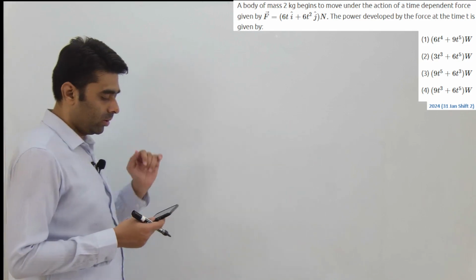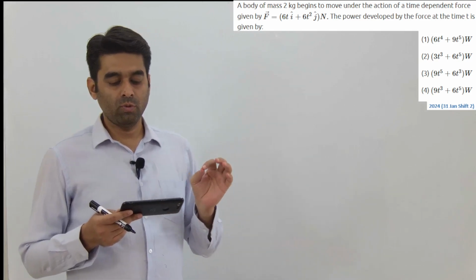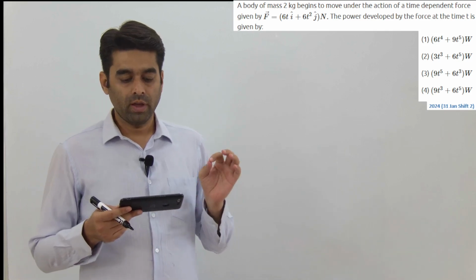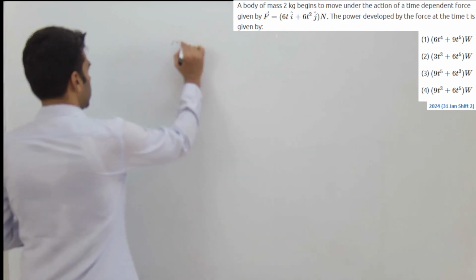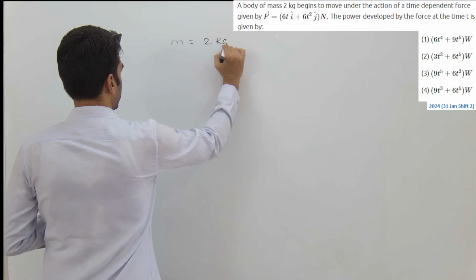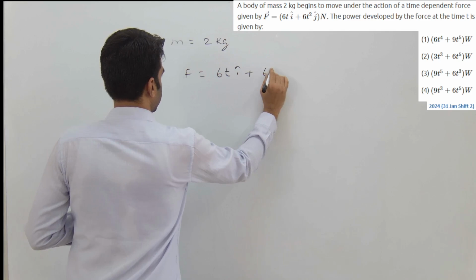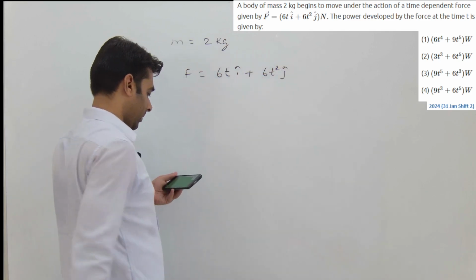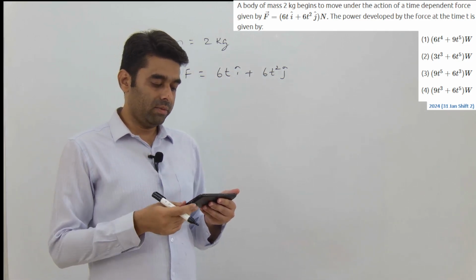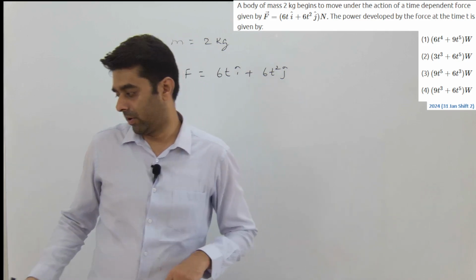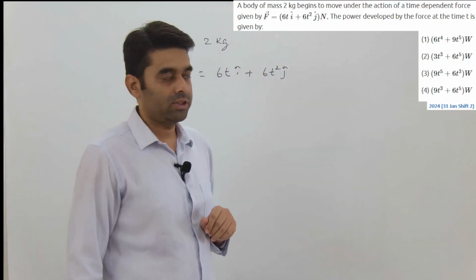Okay. The question we have is, a body of mass 2 kg begins to move under the action of a time dependent force F equals 6t i cap plus 6t square j cap. Mass is 2 kg, force is 6t i cap plus 6t square j cap, right? This is what is given to us. The power delivered by the force at time t is given by... they are asking us power as a function of time t.